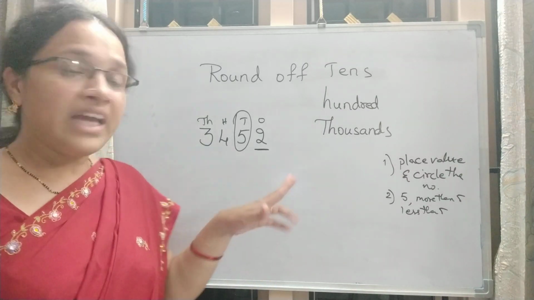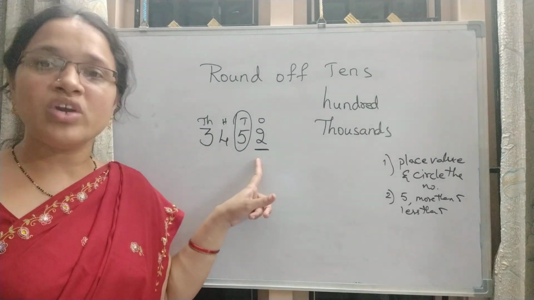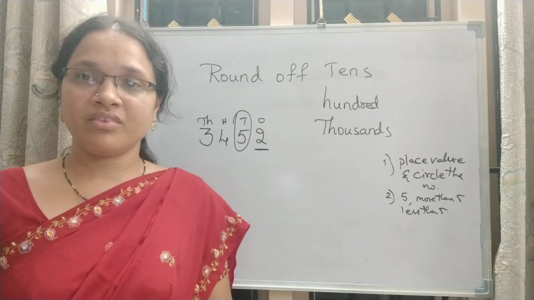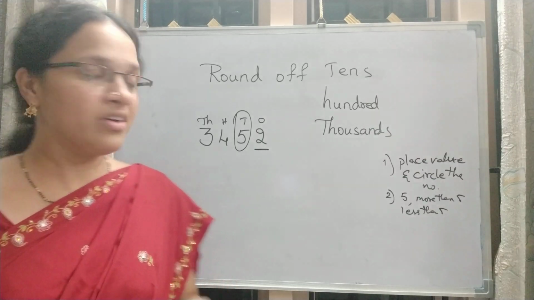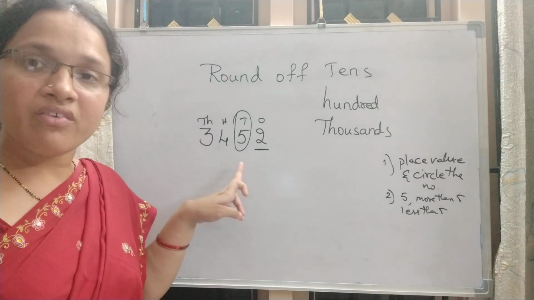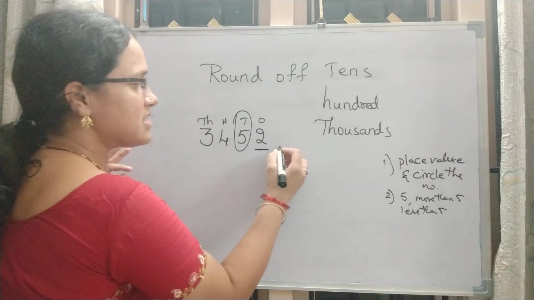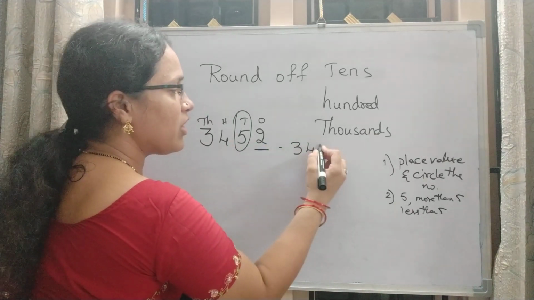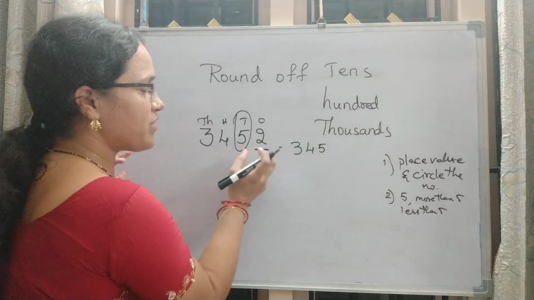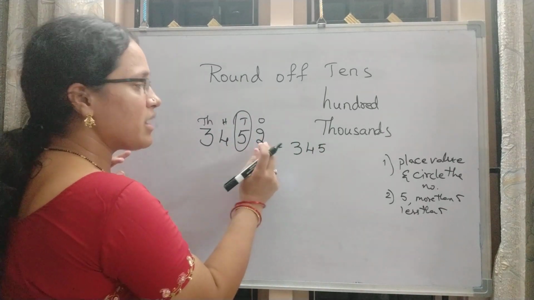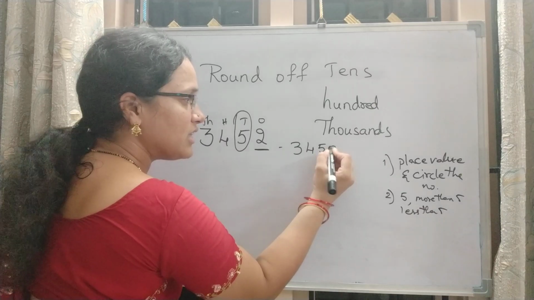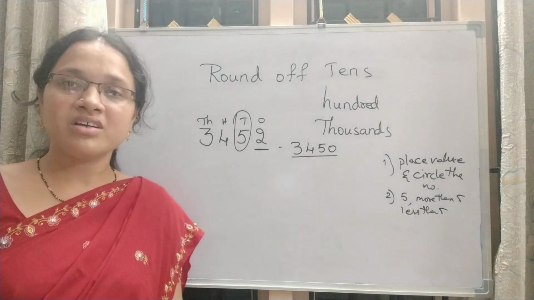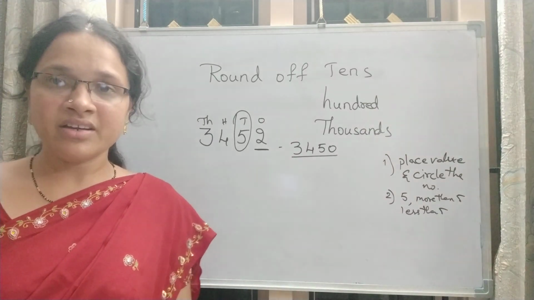Now, among these 3 categories, this belongs to less than 5. If it is less than 5, you will write the beginning number as it is. There will not be any change in the rounded off number, and the remaining digits will be replaced by a 0. Did you understand it? Yes.